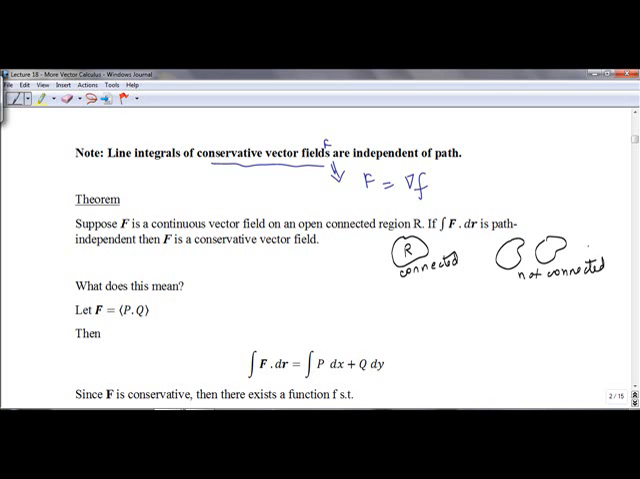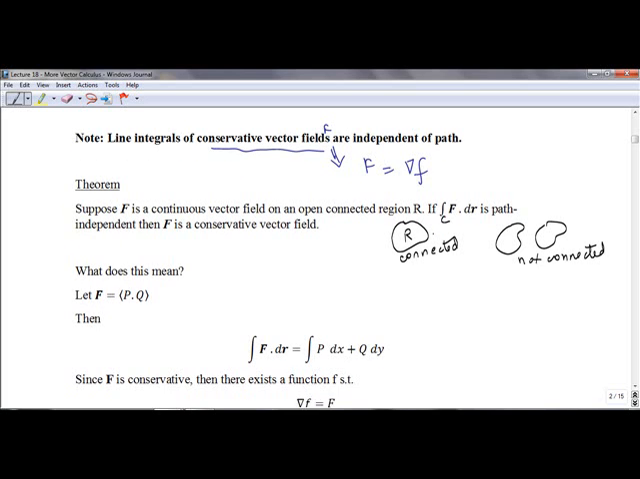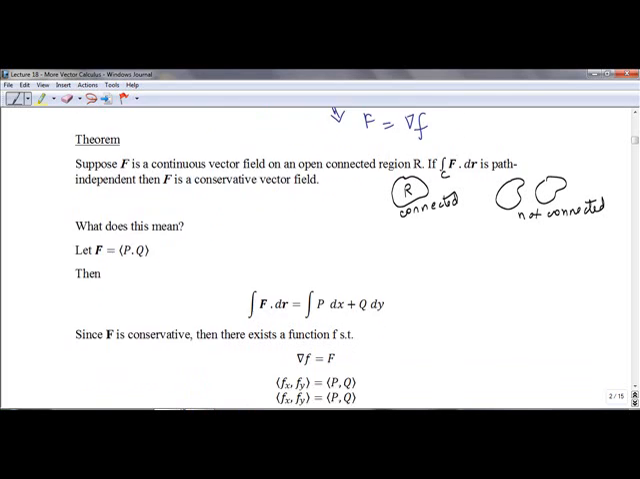So this theorem only works for connected regions. Continuing with the theorem: if the line integral over C is path independent, then F has to be conservative. So remember before what I said, the line integrals of conservative vector fields are path independent. Now I'm going in the opposite direction. If the line integral is path independent, then F has to be conservative. Now, this important theorem will enable us to get some formulas that we'll use for the remainder of this lecture. So what does this mean? Let's go on.